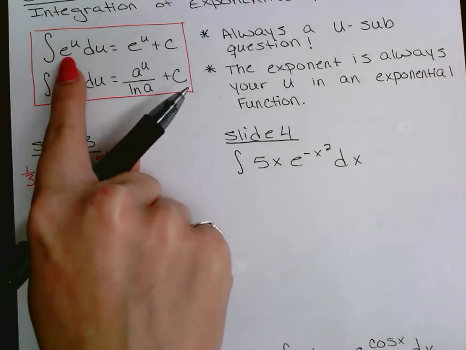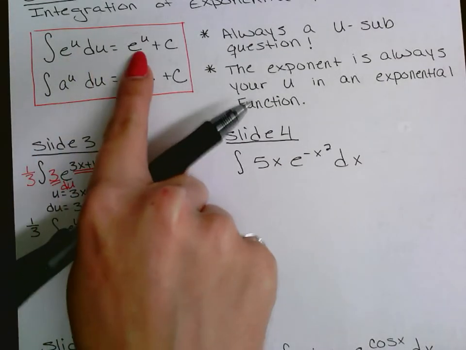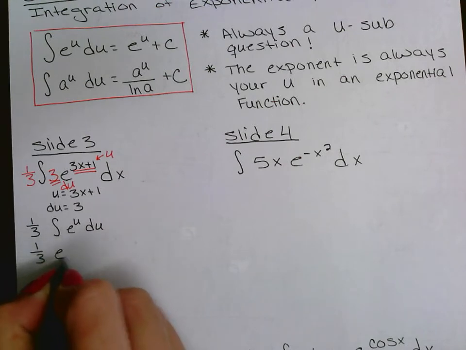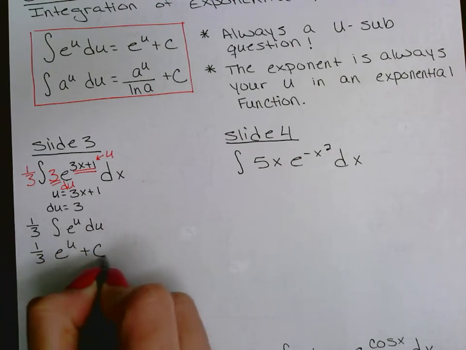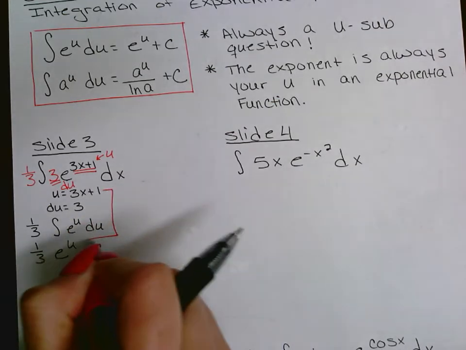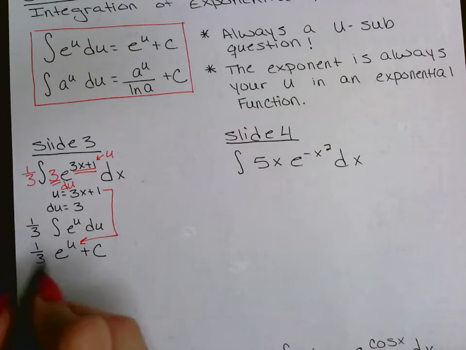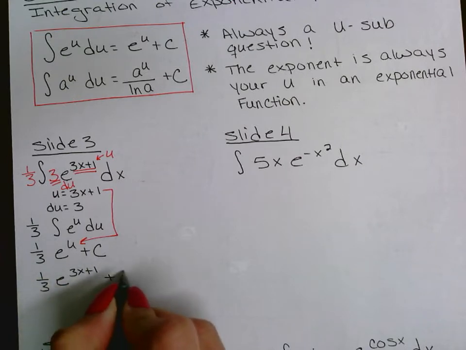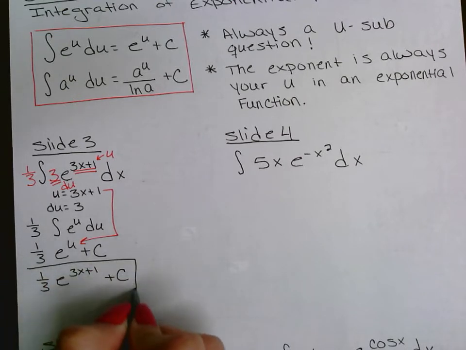And now I can go to my formula. The antiderivative of e to the u is just e to the u plus c. So I bring down that 1/3. And now my last step is just to fill in that u back to x's. So I have 1/3 e raised to 3x plus 1 plus c. And I'm done with that one.